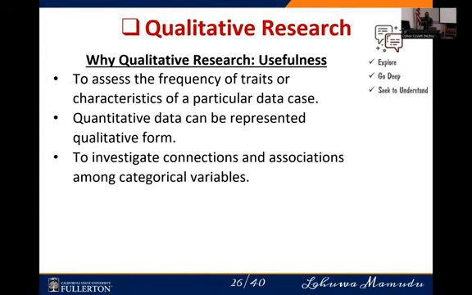Then also you have to investigate connection and association among categorical variables. Now, through qualitative research, you are able to establish association between categorical variables. So for instance, you might group the body mass index of an individual into two, where you have one group considered to be obese and the other group considered not to be obese. Quite often, if you have a body mass index greater than or equal to, let's say, 30, you are considered obese. So you have these two groups.